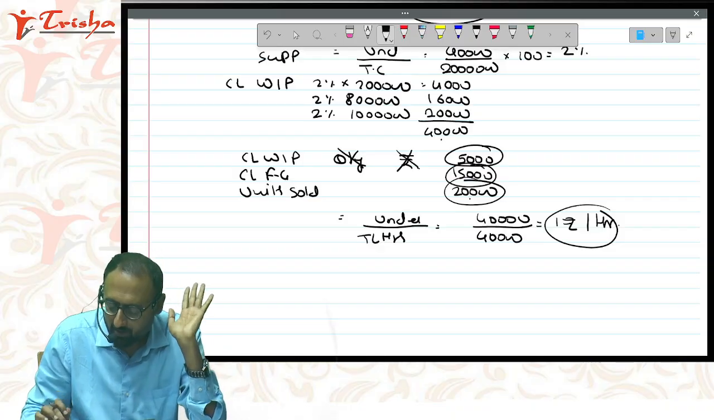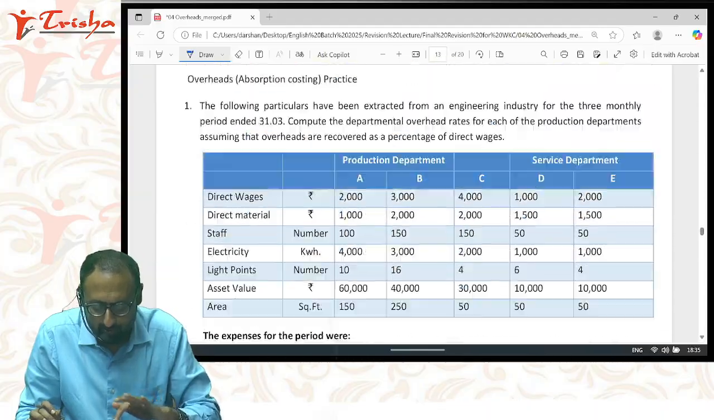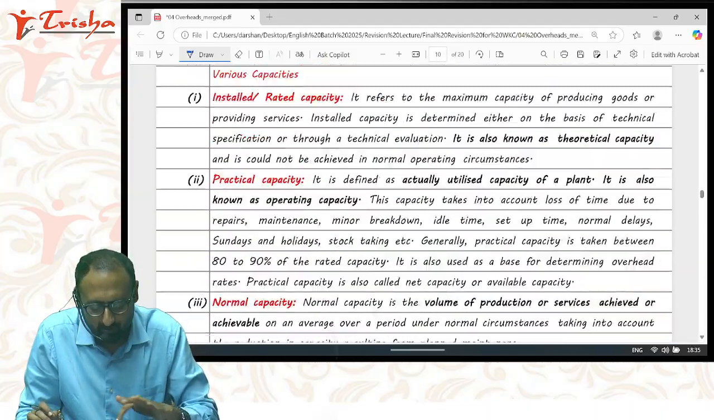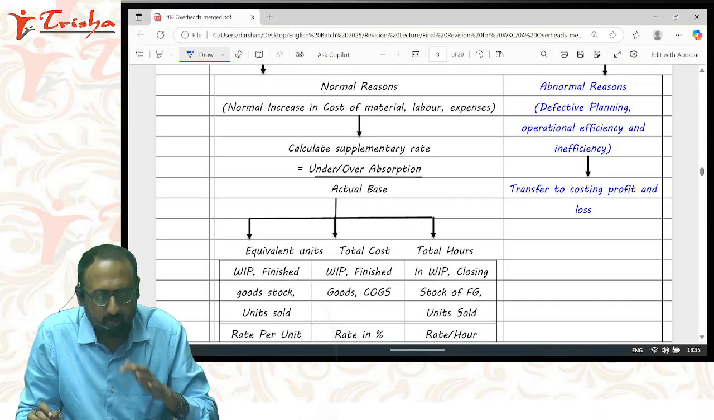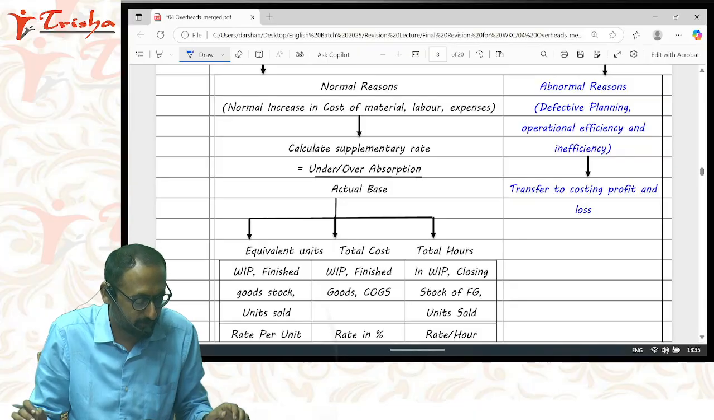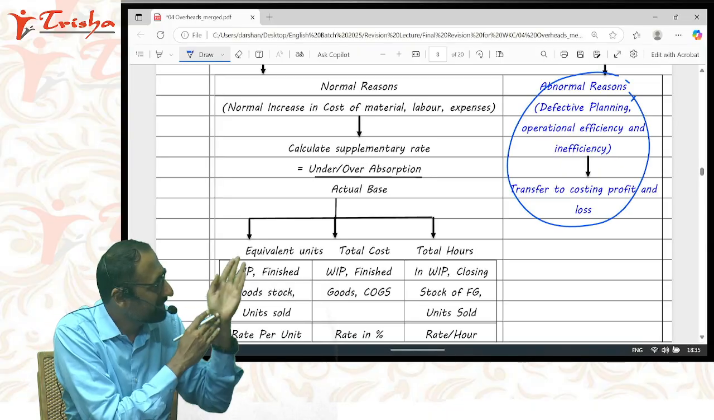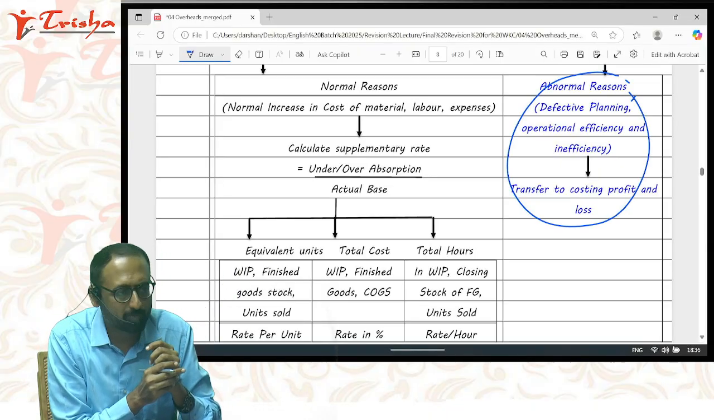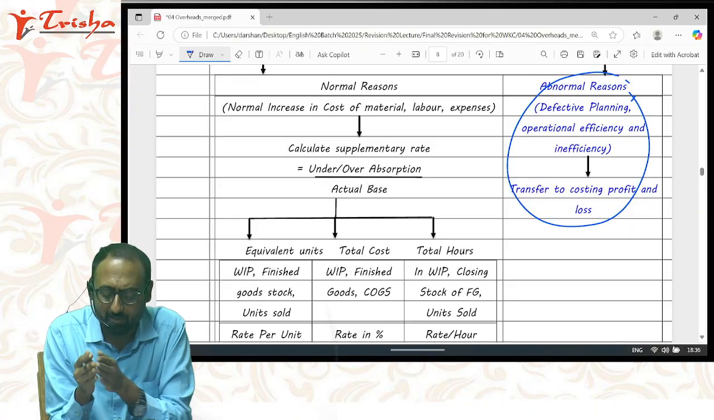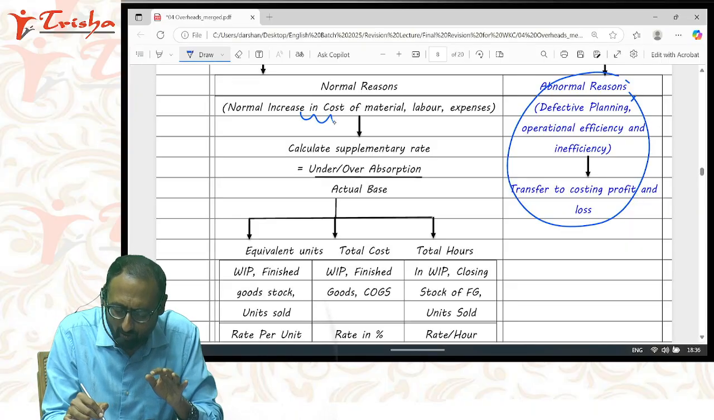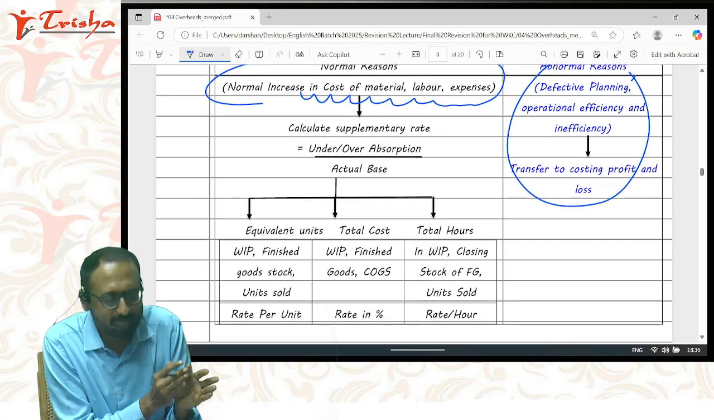Increase the value. Sarji, if you check your concept book, we have written it systematically there. If you check that, Sarji, the treatment of under absorption or over absorption: if an abnormal reason is there, I have written abnormal reasons as well, defective planning, lack of coordination, inefficiency, etc. Directly transfer that amount to the costing P&L account. If normal reasons are there, because of normal increase in cost of material, labor, etc., in such a situation, you'll have to calculate the supplementary rate.